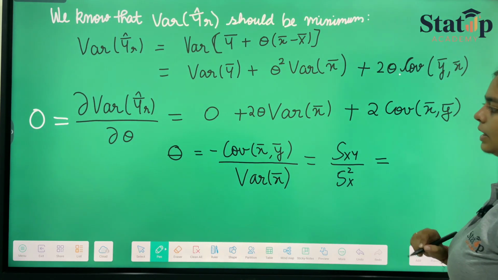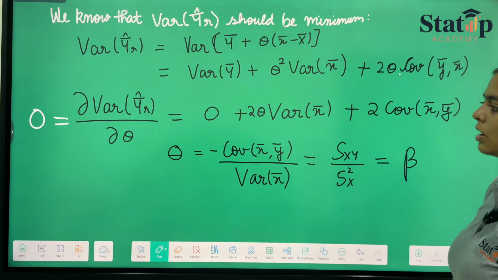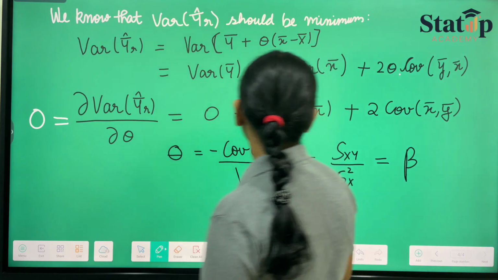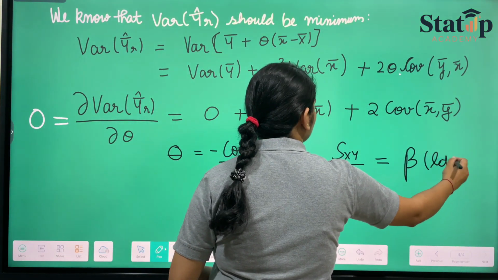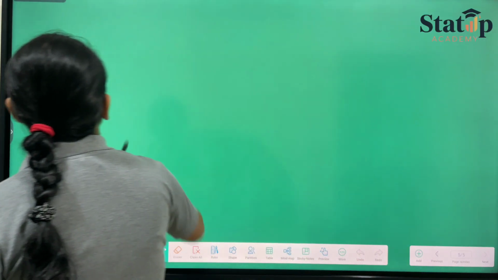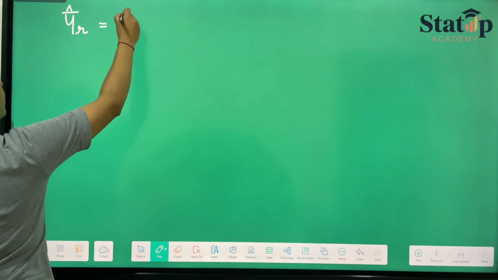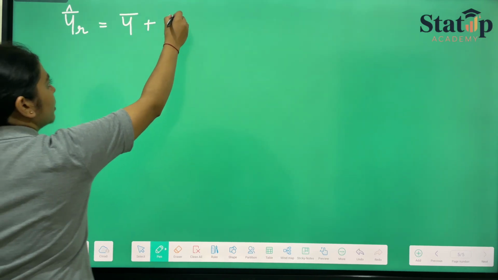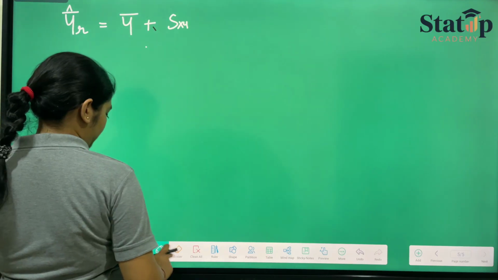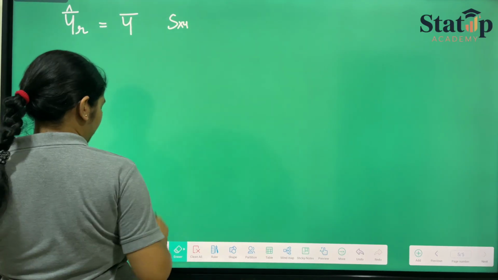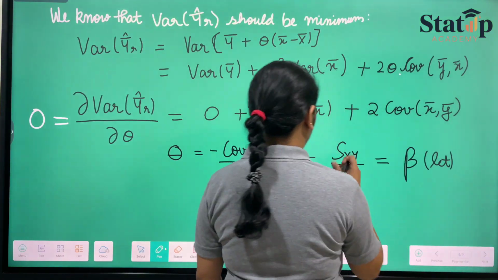So this can be written as, let us suppose that this is nothing but equal to beta. So theta is sxy upon sx square, which is equal to beta. So now our regression estimator becomes y bar plus theta. Instead of theta, I can write beta, and it will be minus, because it was minus sxy with a minus sign.